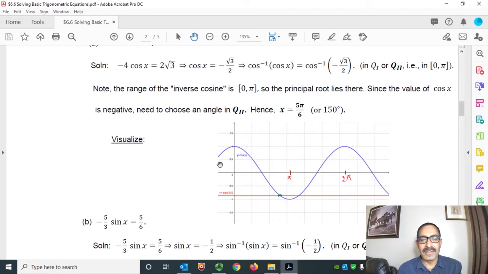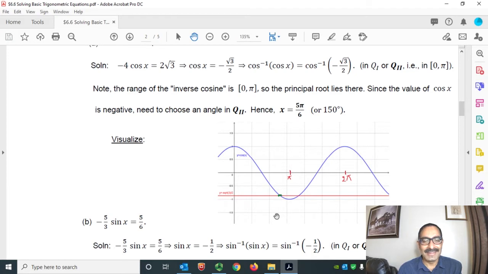So now here's what I graphed. This is the cosine function's graph, and also I graphed y equals negative radical 3 over 2. This is this line, and then they intersect here. This lies in the second quadrant. I hope this makes sense to you all. So this is the solution we found here, 5 pi over 6. Great.